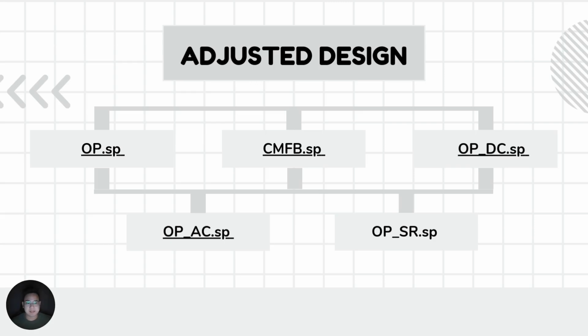For the adjusted design, firstly, we're gonna adjust the op.sp, where we adjust the multiplier, the sizes of the MOSFET and everything. And also we're gonna adjust the multiplier on the CMFB and then put it in op_dc.sp, which we're gonna simulate all of the node voltages and region. Then we go to op_ac and sr here, which is going to simulate the phase margin, UGF, and also slew rate.